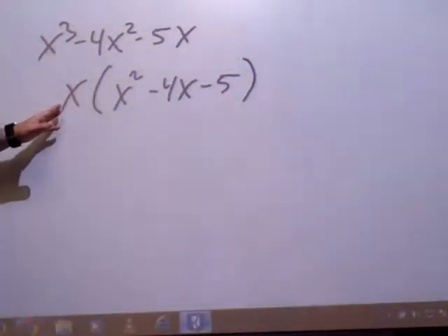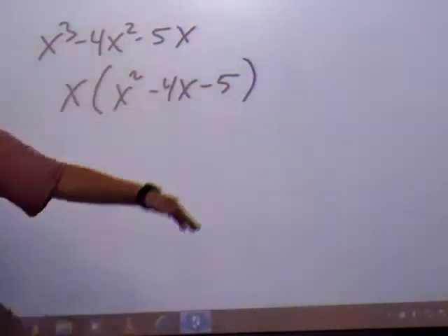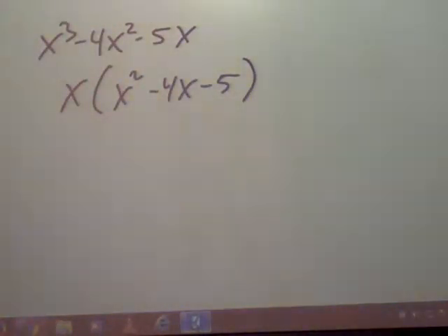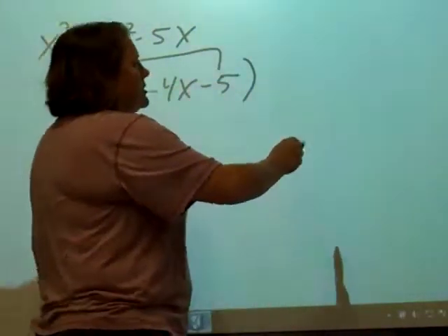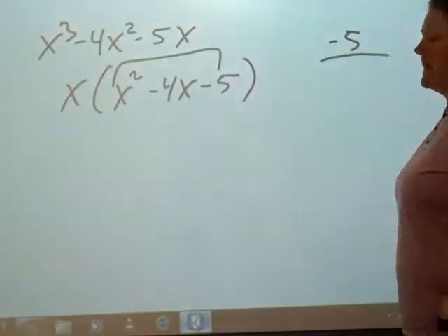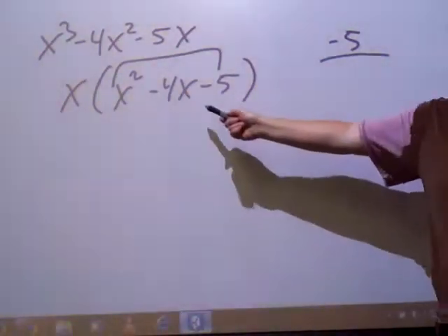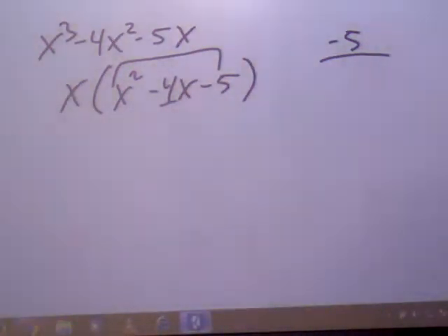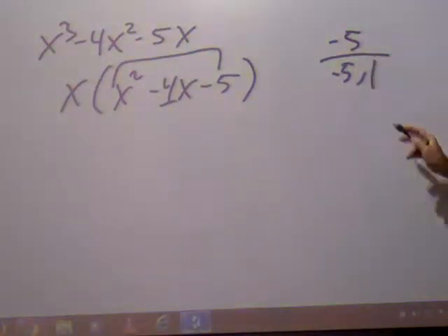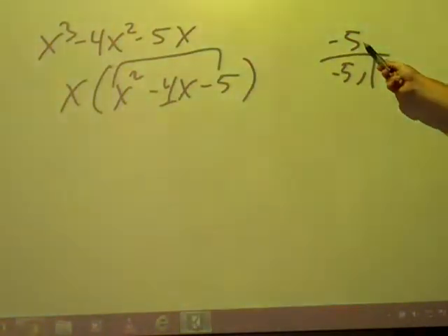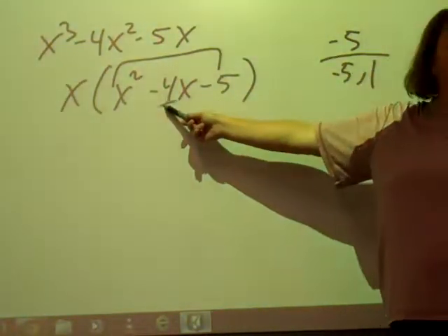Okay, we took the GCF out, but this trinomial might still factor farther. How did we check to see if a trinomial can factor? A times C. Remember doing that? So we say 1 times negative 5 is negative 5. Are there any factors of negative 5 that add to my B? How about negative 5 and 1? Negative 5 times 1 is negative 5. Negative 5 plus 1 is negative 4, right?